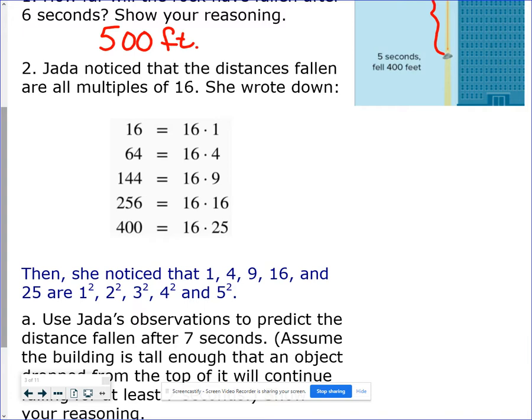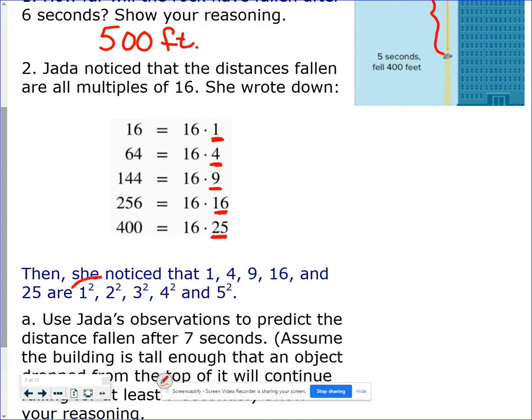If I consider this first one and I say 16, well, that's really just 16 times 1. And then 64, well, that's divisible by 16, but that's 16 times 4. And then 144 is 16 times 9. And 256 is 16 times 16. And 400 is 16 times 25. I'm hoping that you see a pattern.